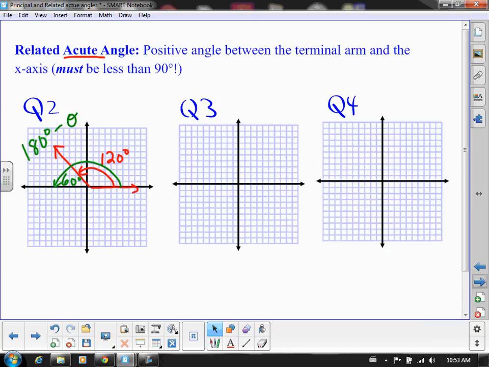Now if I were to do the same kind of thing, let's pick an angle that's bigger than 180. So let's look at 225. I'm going to start, I'm going to rotate.